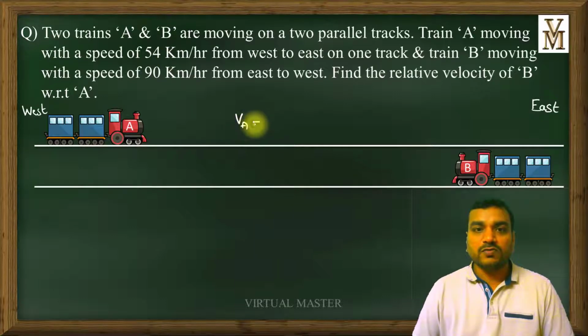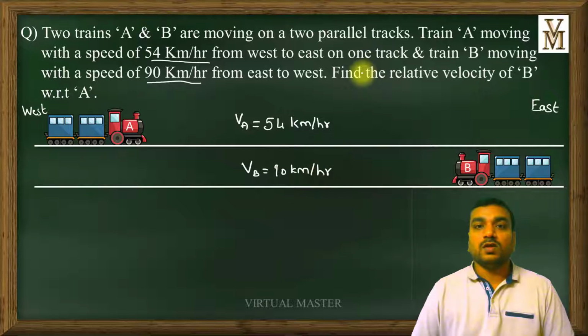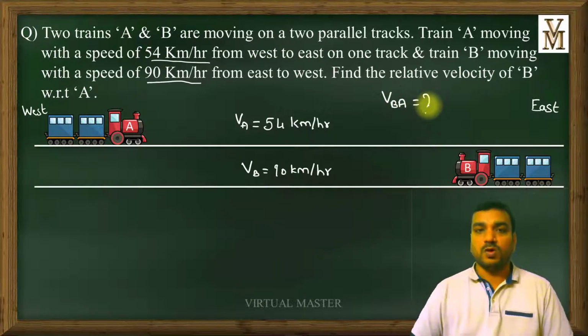Train A is moving with a speed of 54 km per hour, that is VA is given, the speed of train A, 54 km per hour. And what else is given? The speed of train B is given and it is equal to 90 km per hour, that is VB is given. How much is it? 90 km per hour. Now, what do you have to find? We have to find the relative velocity of train B with respect to train A.